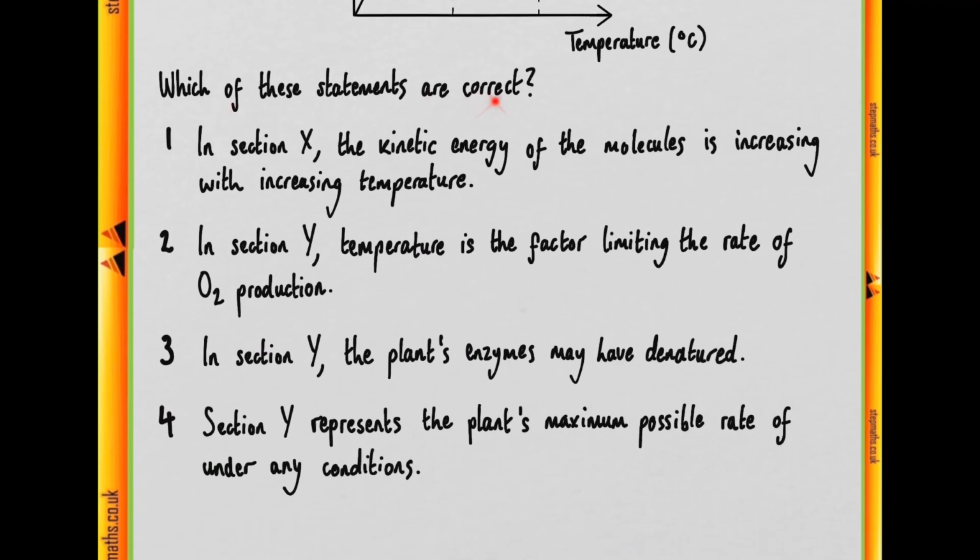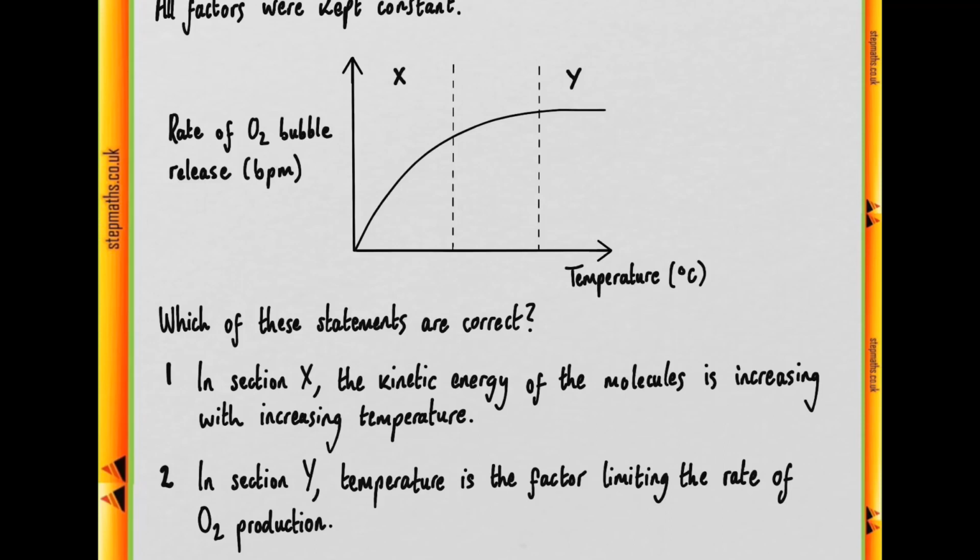Okay, so the first statement. In section X, that's the first section here, the kinetic energy of the molecules is increasing with increasing temperature. Now we can say this to be true because the basic principle of increasing temperature is that it increases the kinetic energy of the reactant molecules, making it more likely that they will collide and combine, and with energy more than the activation energy required for the reaction to progress.